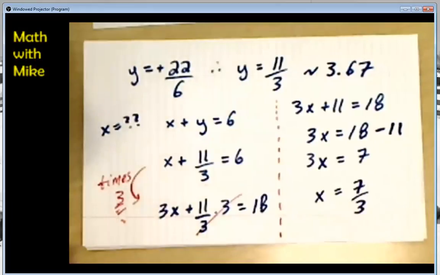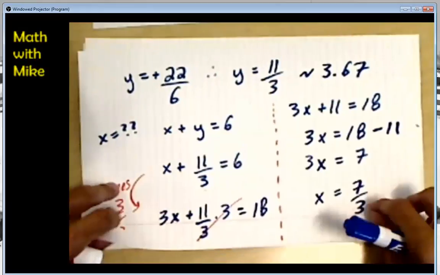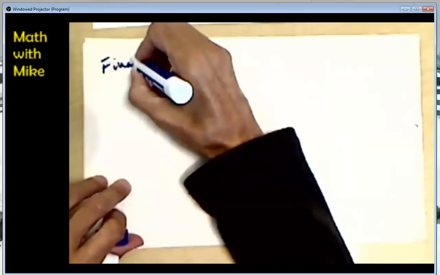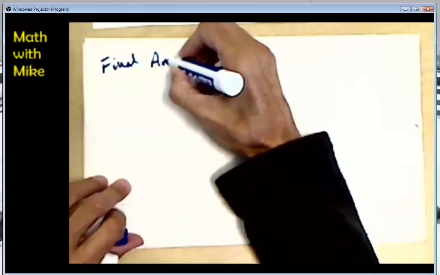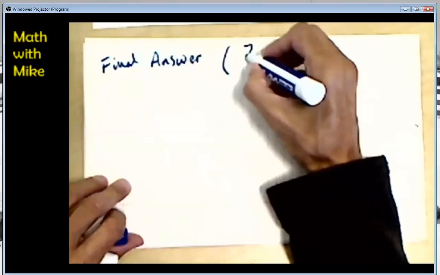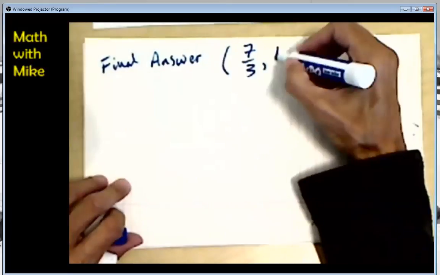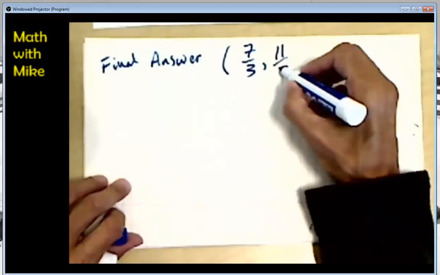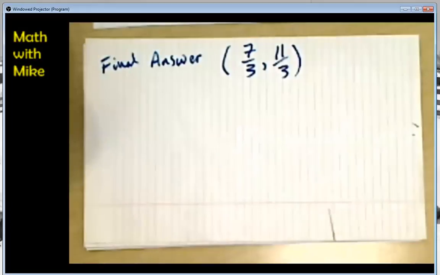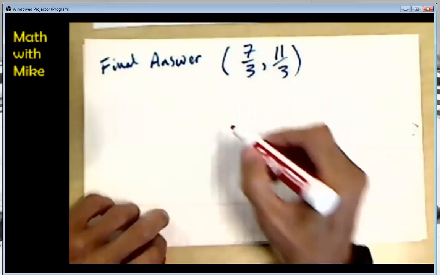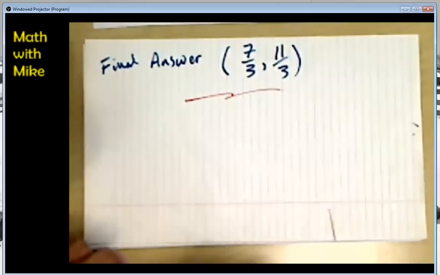So the final good looking answer will have both x and y in there as a point. So that means final answer. We got the x value of 7 over 3, which we just did. And our y value going back, you have to take a look, it's off my page here, but we got 11 over 3. Okay.